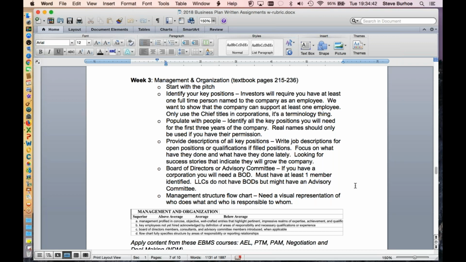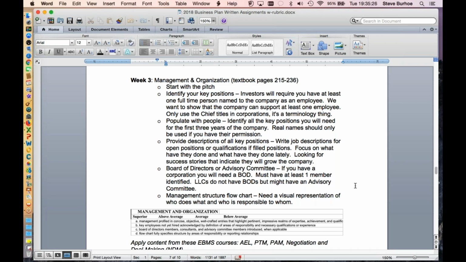I know some of you want to do this on the side, but I can tell you, investors want you to be all in on this company, all in on this business. So identify your key positions. Investors are going to want you to have at least one full-time person. So pick the job that's going to be full-time, and watch terminology, because if you use the chief, like CEO and things like that, they're going to be expecting you to be a corporation. Now, on an LLC, you can use president or managing member. Try not to use chief because it bothers them.